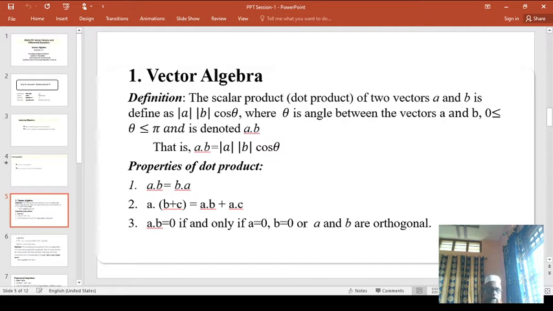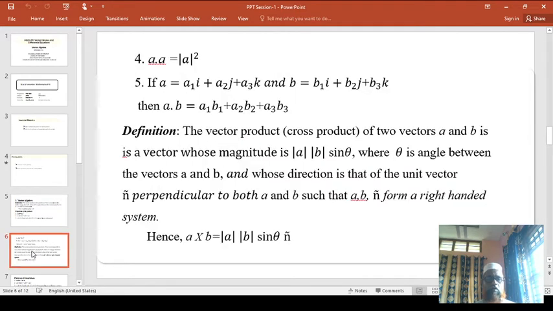Third one, a dot b equals 0 if and only if a equals 0, or b equals 0, or a and b are orthogonal. If a and b are two orthogonal vectors, then a dot b equals 0. So a dot b equals 0 means a and b are orthogonal. Fourth one, a dot a equals mod a whole square.